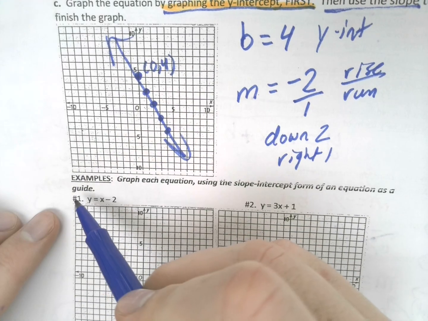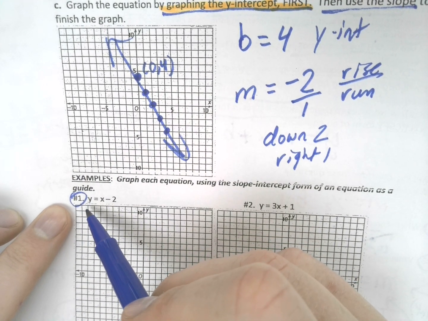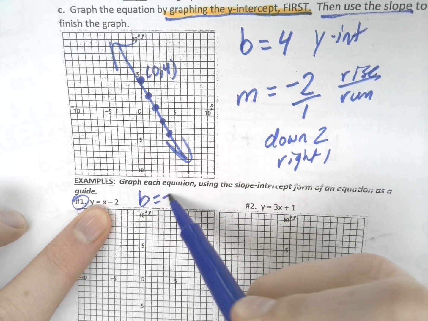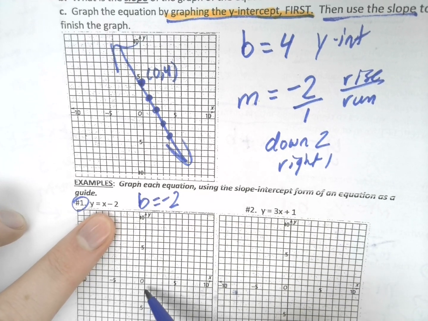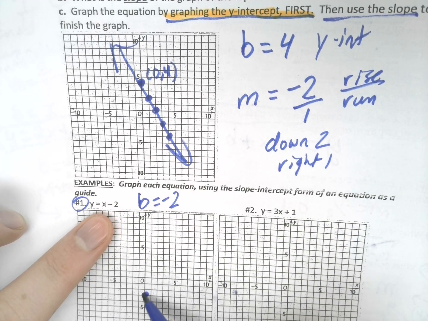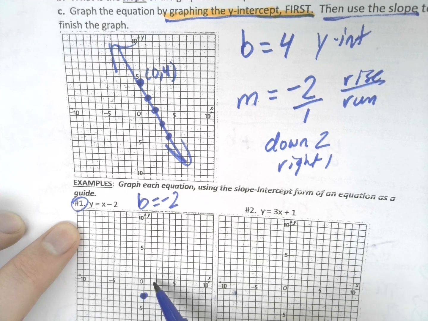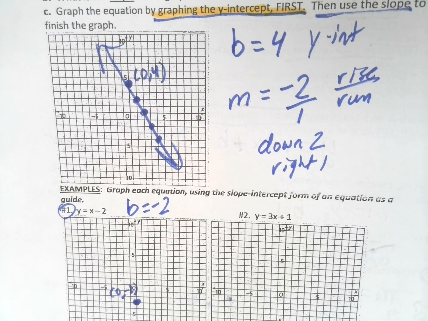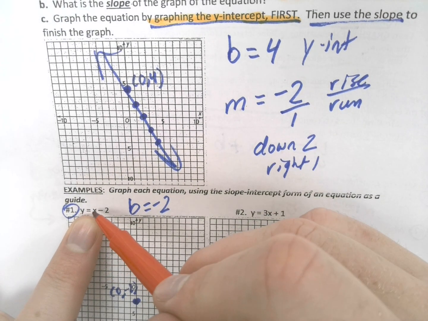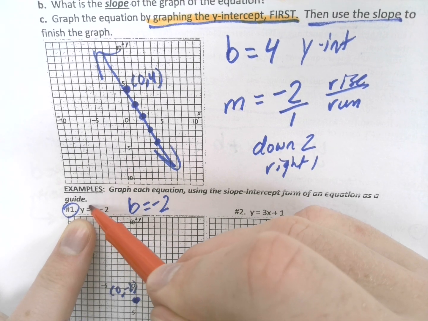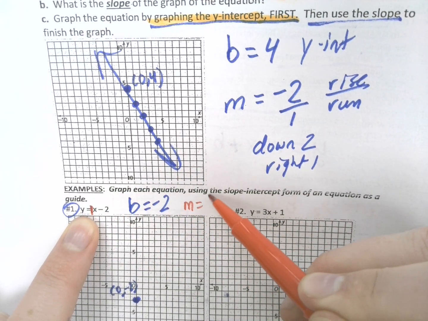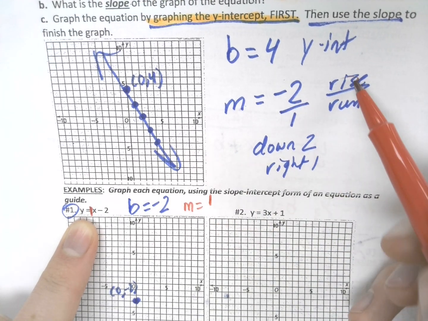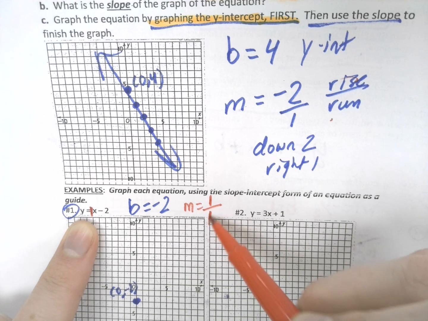So the last one that I'm going to do with you guys here, number 1. Okay, we see that b is -2. So we're going to put our point right down here at (0, -2). But then our slope, whoa, where's the number? Oh, we assume there's a 1 there. So our slope is 1. The problem is we can't just leave it like that. It's got to be rise over run. So we can put 1 over 1.